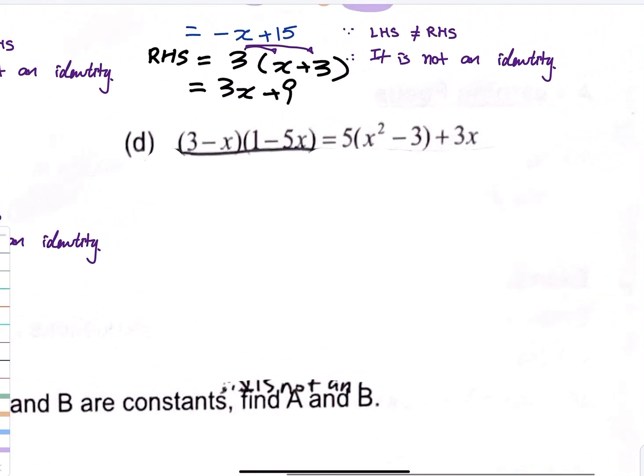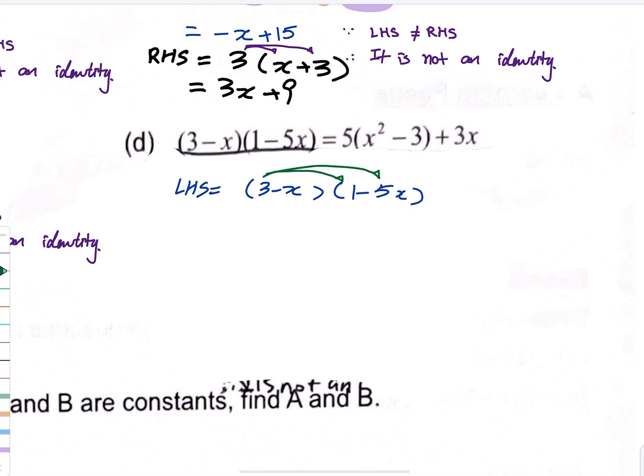Thank you. And how about this one? Is this the thing? So again, let's do the left hand side. Equals to 3 minus x, 1 minus 5x. Open up the bracket. This goes here. This also goes here. This goes here. This also goes here. 3 times 1, you will have 3. 3 times negative 5x, so negative 15x. Negative x times 1, negative x. Next will be positive 5x squared. You have an x here, you have an x here, so it becomes x squared.